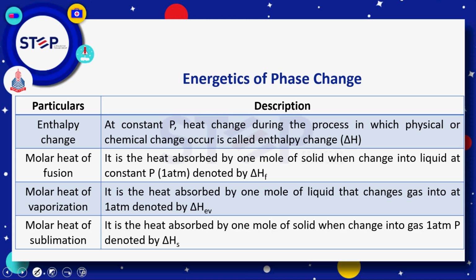What is molar heat of vaporization? It is the heat absorbed by 1 mole of liquid that changes into gas at 1 atm, denoted by delta HV. Molar heat of sublimation: it is the heat absorbed by 1 mole of solid when it changes into gas at 1 atm pressure, denoted by delta HS.